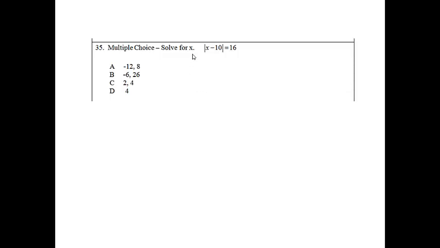Alrighty, multiple choice, solve for x. The absolute value of x minus 10 is equal to 16. We just did one like this. We're going to have x - 10 = 16, and x - 10 = -16. So if I add 10 to both sides, I'm going to get x = 26, which automatically gives me choice B because 26 is one of the options.